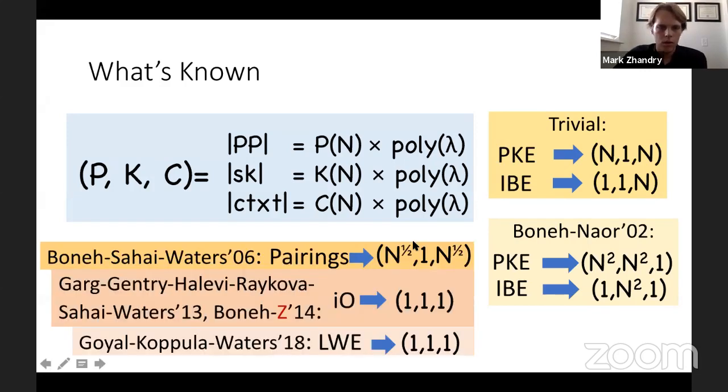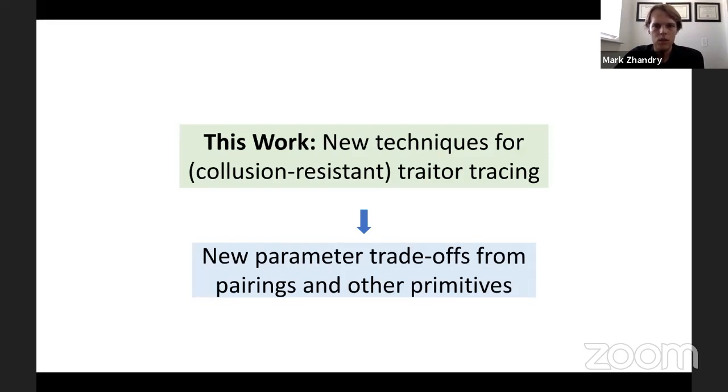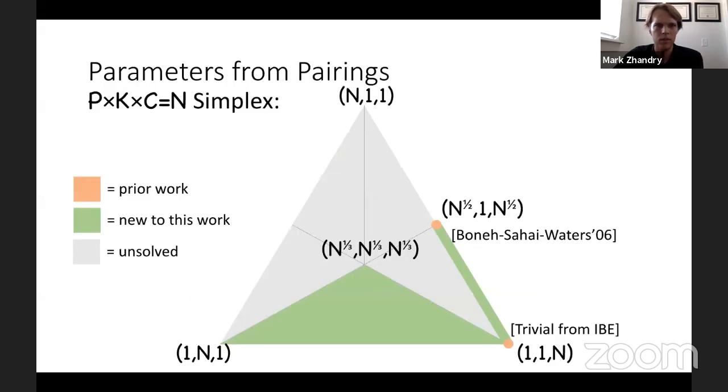And then there are a number of algebraic constructions. Maybe the most relevant for today is the pairings-based construction of Boneh, Sahai, and Waters, which achieves square root n public keys and ciphertext. And then there were some more recent constructions using other algebraic tools that achieve all parameters constant size. In this talk, I'll focus mostly on pairings and weaker objects. And in this work, what we do is we develop a handful of new techniques for traitor tracing that gives new parameter size trade-offs for pairings and other primitives.